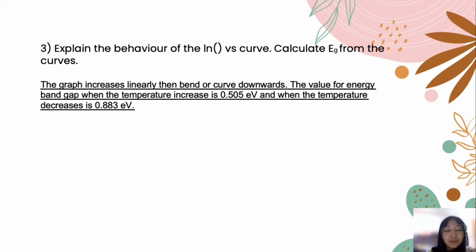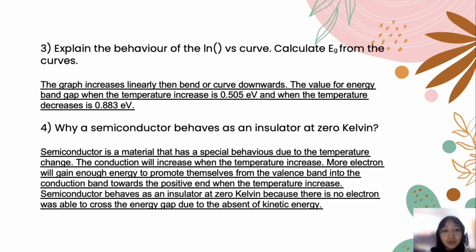Let's calculate the Eg from the curve. The graph increases linearly and then bends downwards. Meanwhile, the energy band gap value already calculated is 0.505 eV when the temperature increases, and 0.883 eV when the temperature decreases.